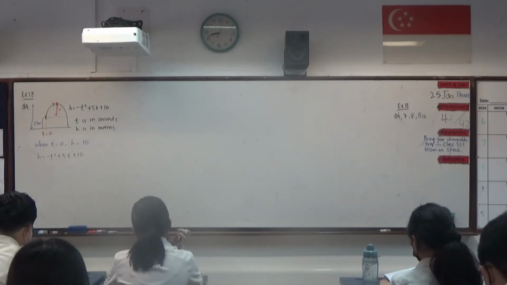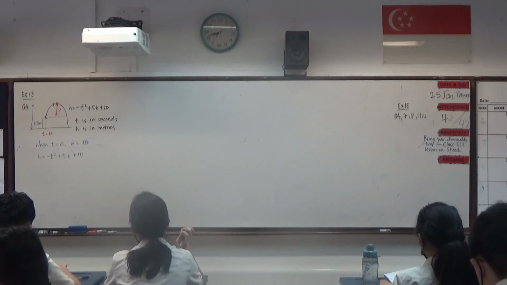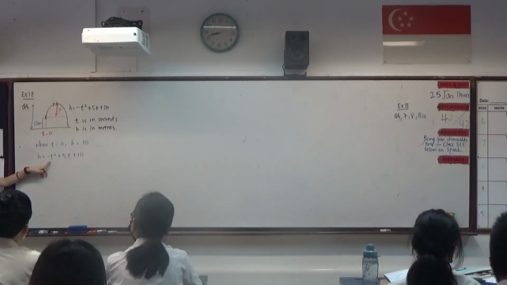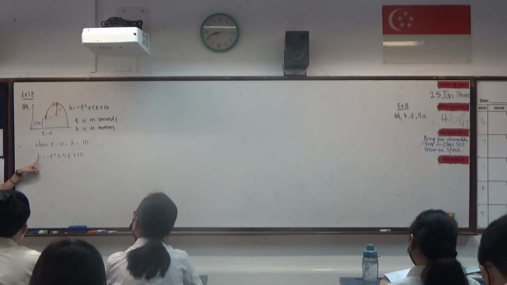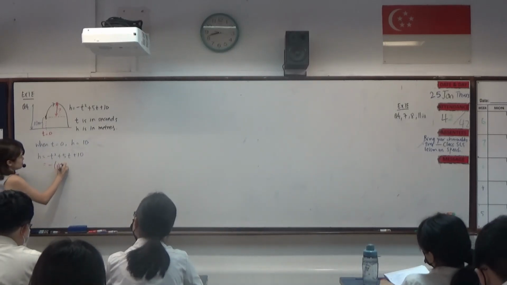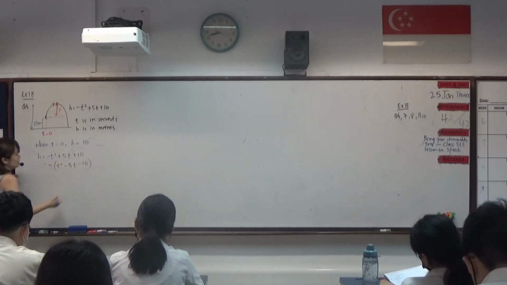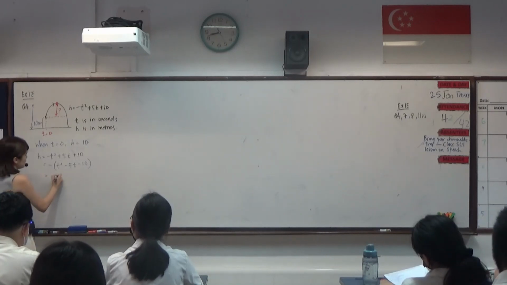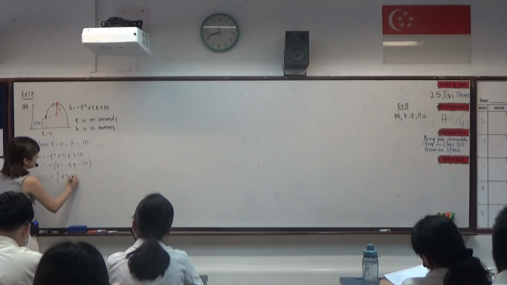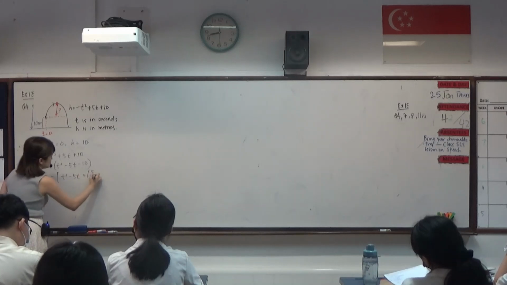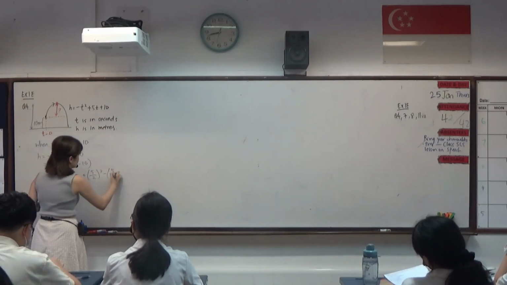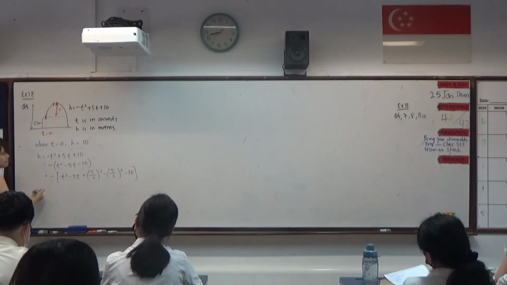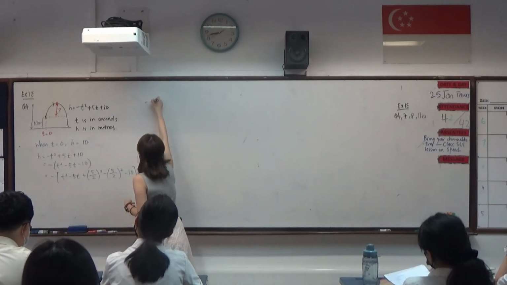So your completed square form, in your quadratic equation over here, we have a negative t squared. What must we do first? Just factorize out the negative, right? We get negative bracket t squared minus 5t minus 10. And then we do our completing the square. We get this. Then we'll continue here.